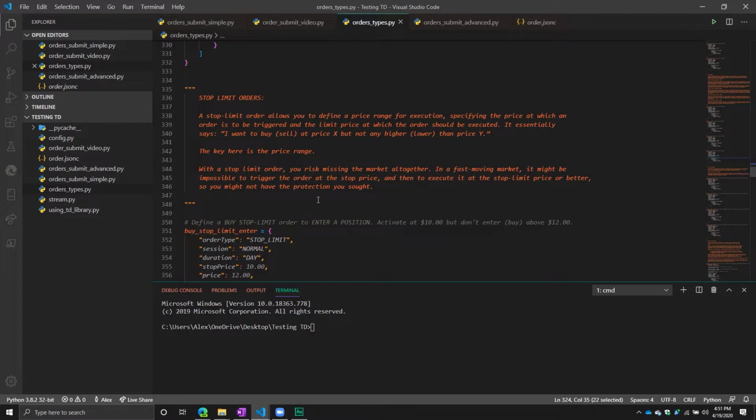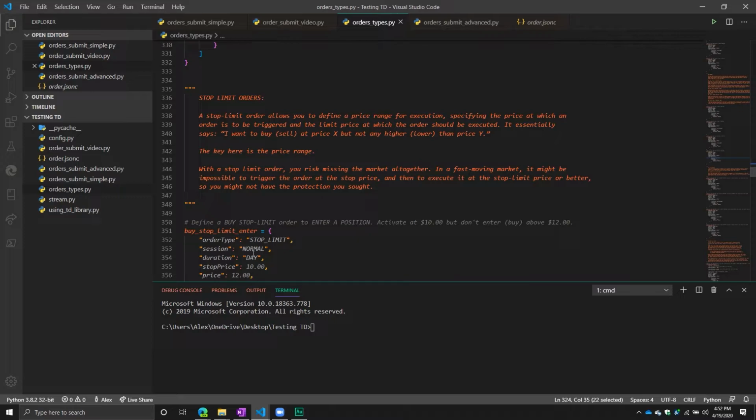Okay, so let's talk about our next one, a stop limit order. Take the idea of a stop order and we're going to expand it. So a stop limit order allows you to define a price range, very important word, range for execution, specifying the price at which an order is to be triggered and the limit price at which the order should be executed. It essentially says, I want to buy or sell at price X, but not any higher or lower than price Y. The key here is the price range.